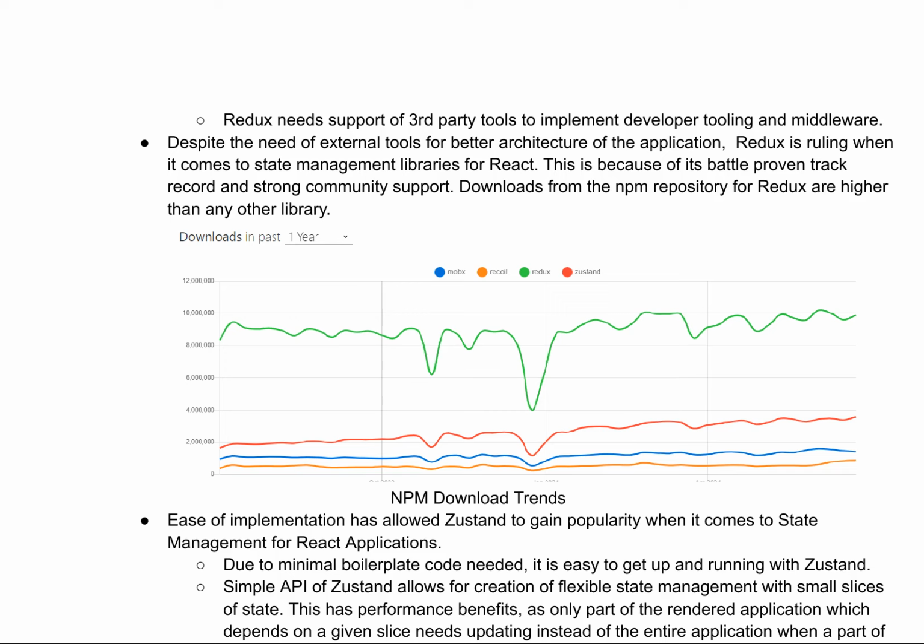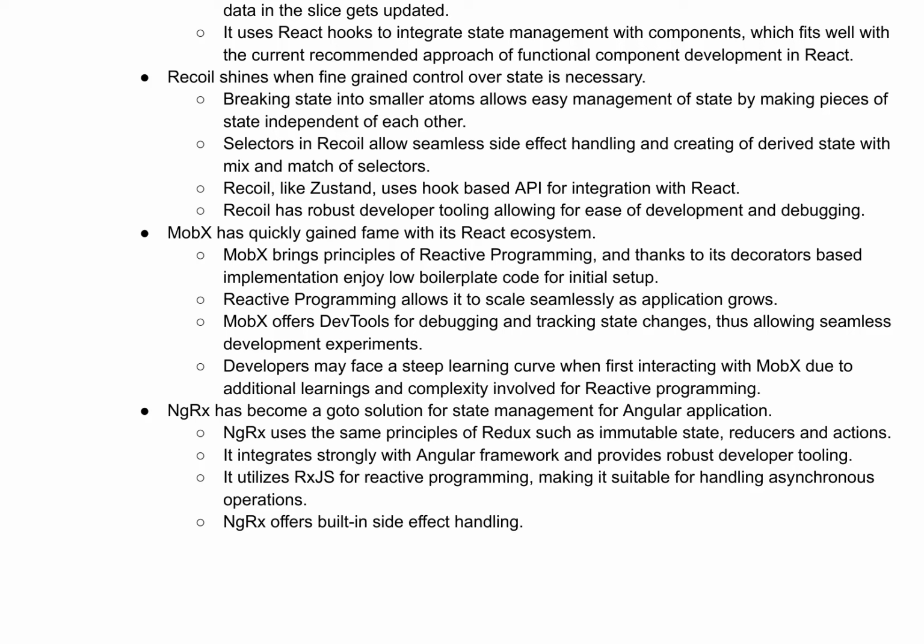Zustand, on the other hand, offers a simpler API and less boilerplate code, making it easier to implement and set up. It also integrates well with React hooks, fitting perfectly with the current recommended approach of functional component development in React. Its performance benefits are attributed to the fact that only parts of the rendered application needing updating are re-rendered when a piece of data in the slice gets updated.